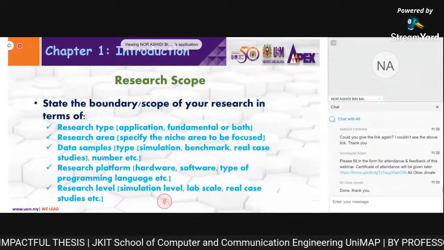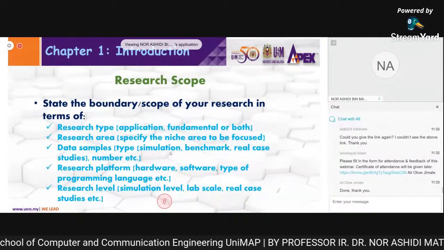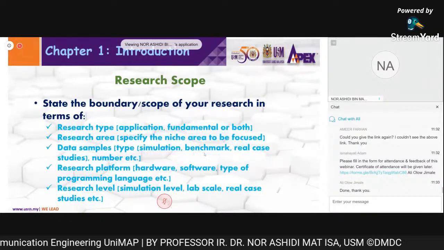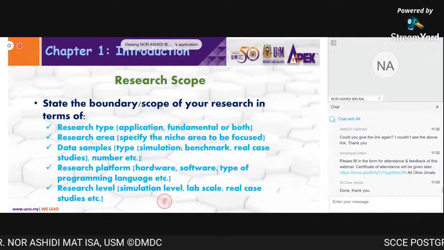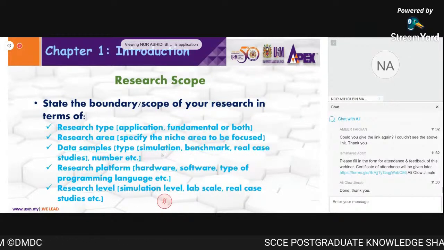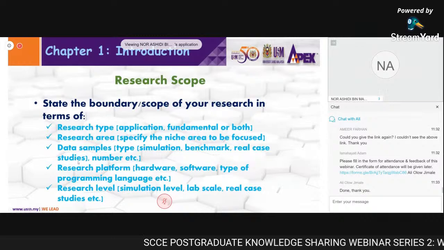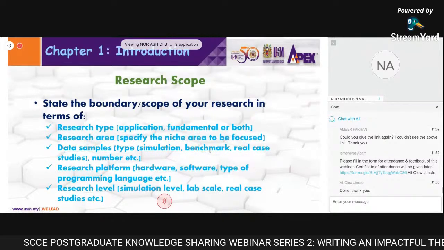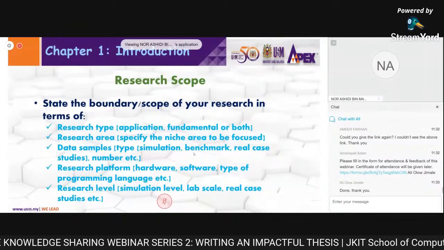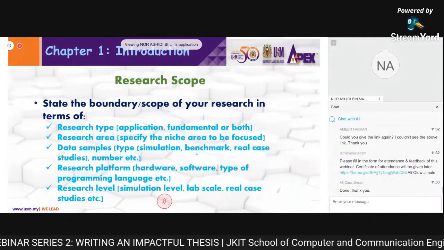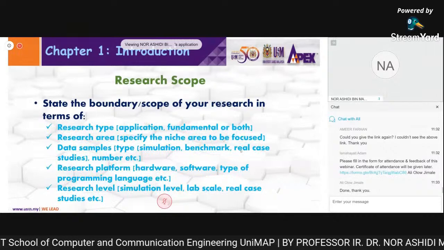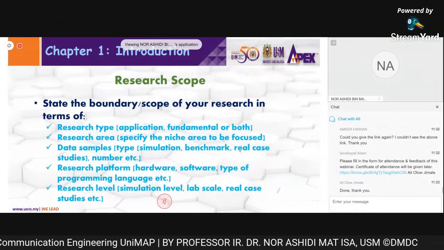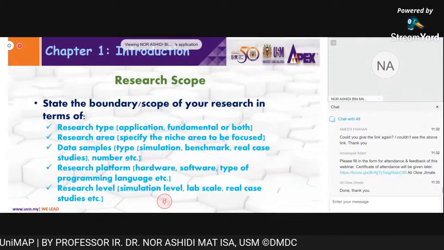And then data samples. Do you use simulation data, or benchmark data, or real case study data? My student used benchmark and also real case study, because it's a PhD. So what are the benchmark data to be used? State it there, in your research scope. For real case studies, what are the data that you use? How many data samples, and so on.